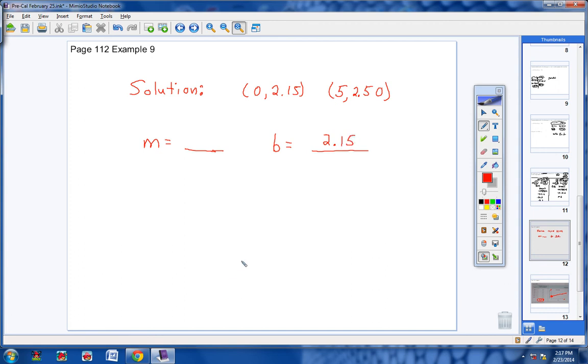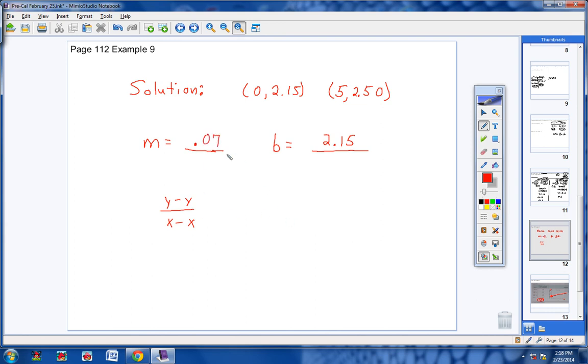There we go. Now we've got to find the slope. And if you look in your book, they did it for you in red. It says m equals, and they have y minus y over x minus x: 2.50 minus 2.15 over 5 minus 0. They're just using this formula right here. We learned this about a week ago: y minus y over x minus x. This should be reviewed from Algebra 2. So if you do that correctly, you will get this right here.